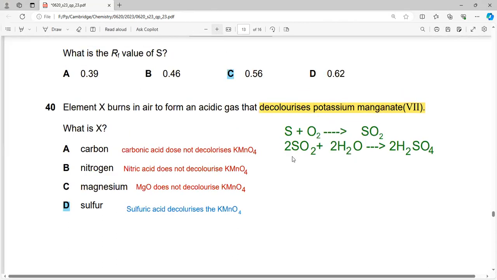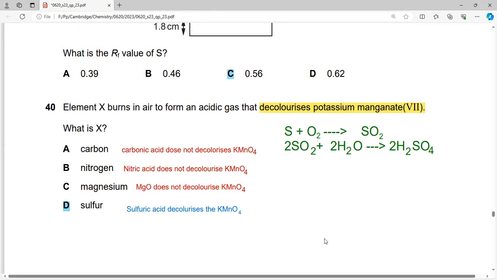So question number 40. The element X burns in air to form an acidic gas, which decolorizes the potassium permanganate. So in this way, for example, if there is any element burning in air and producing an acidic gas, for example, carbon will burn in air and produce carbon dioxide, and this will react with water and produce carbonic acid. But this is not decolorizing the potassium permanganate. So that's a wrong option. Why? Because carbonic acid is not reacting with the potassium permanganate. So that's the one part.